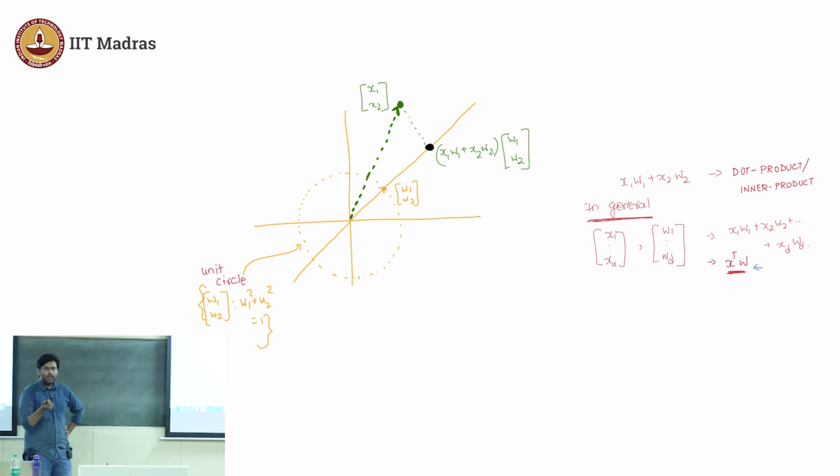Why? Because it is on the yellow line. By definition, the black point is on the yellow line. So, every point on the yellow line is some number times W1, W2. So, this black point also should be some number times W1, W2. Till that it is easy to see. Which number is this?